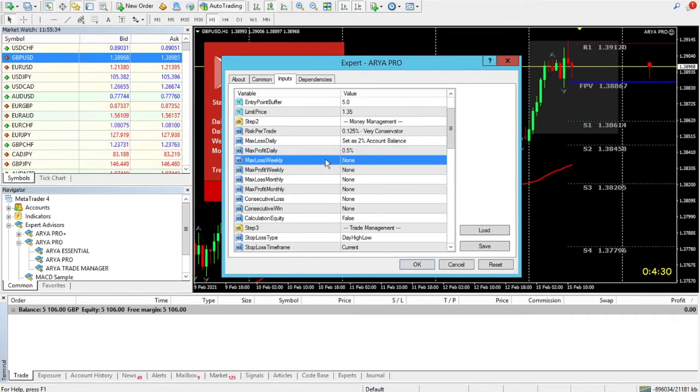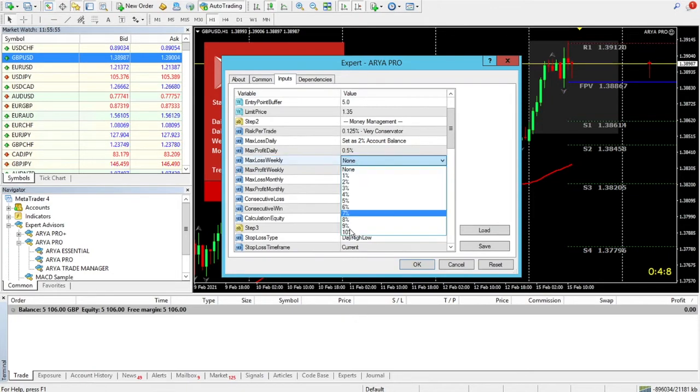Max loss weekly is the maximum loss of capital per week and all assets combined. Choose from none up to 10%. If you choose 5, ARYA will stop trading when you have lost 5% of your capital in 1 week.